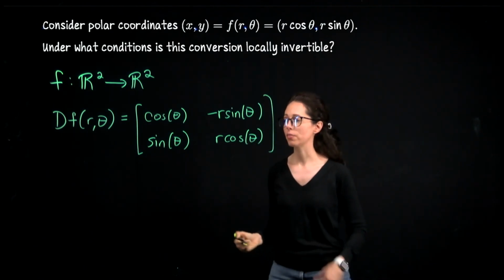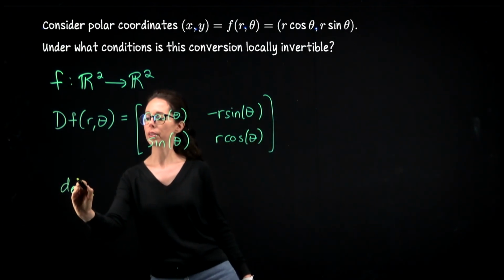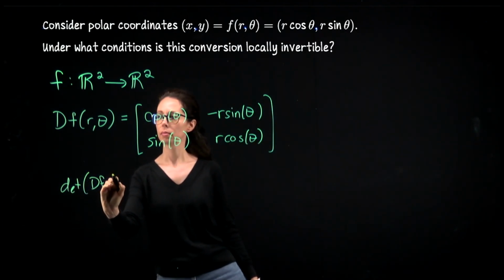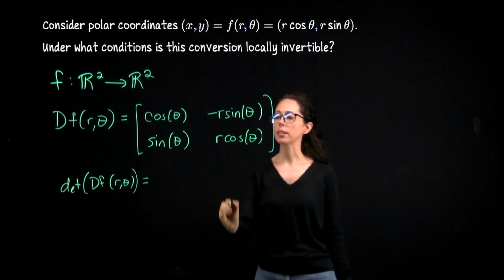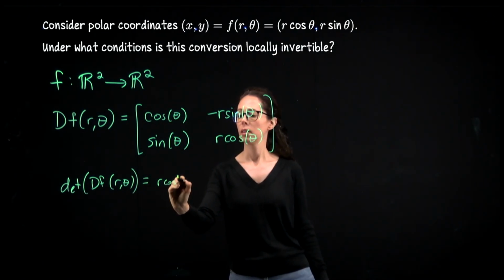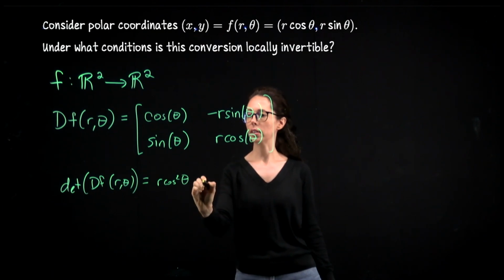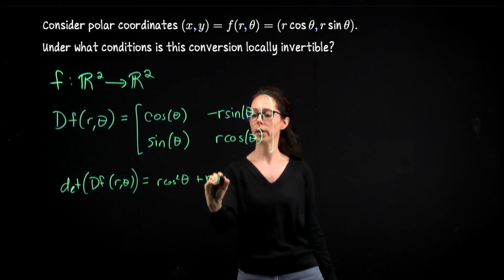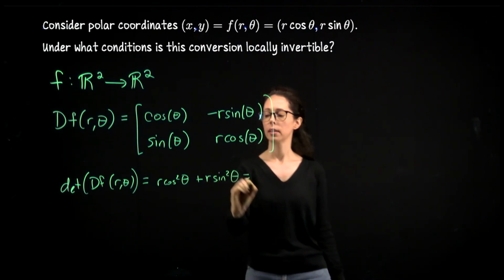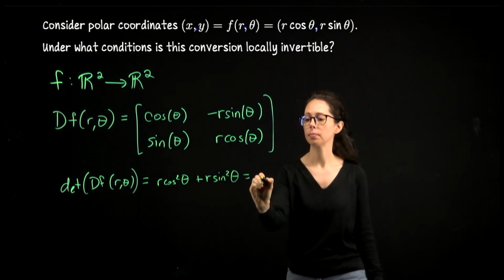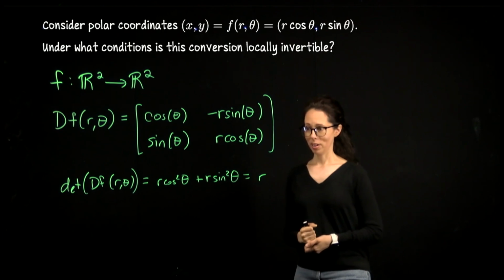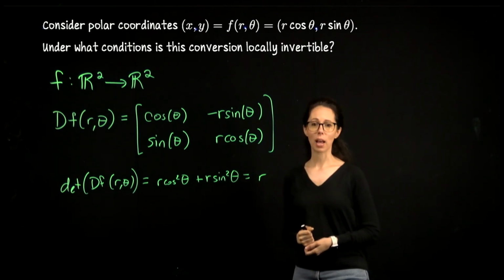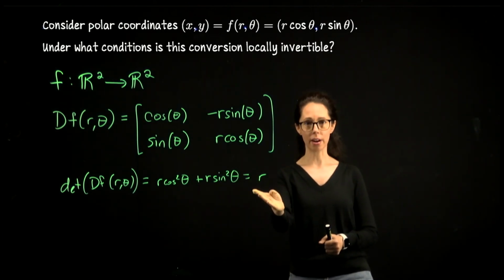When is this invertible? Well, let's compute its determinant. We have r cosine squared minus negative r sine squared, so plus r sine squared. So overall, that's r. So the inverse function theorem applies whenever r is non-zero.